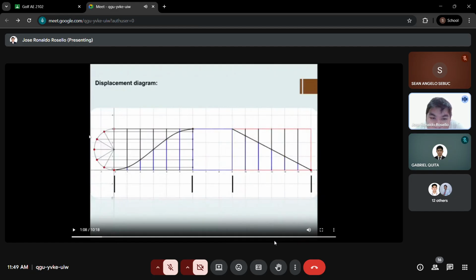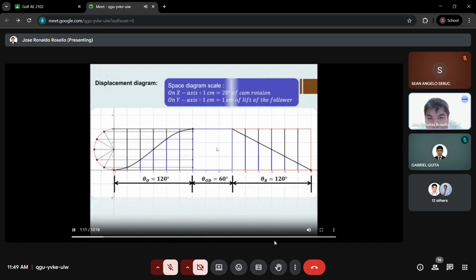Ito na yung final outcome. So, makikita nyo dito, ang ginamit na scale is yun pa din. Sa 1 cm is 20 degrees. Then, hinati sa 6 yung outstroke. Hinati sa 6 yung return stroke. Then, sa outstroke, gumamit ng simple harmonic motion. Kaya naglagay ng semicircle dito sa left side. So, yan yung scale natin.